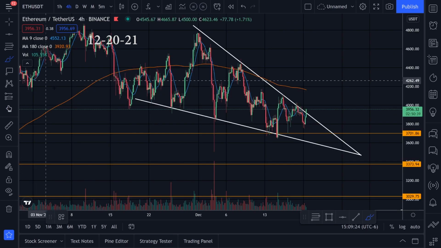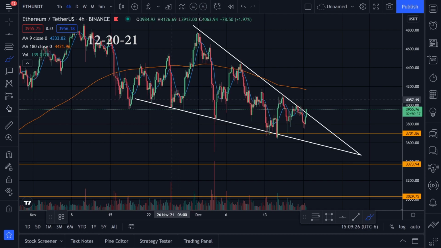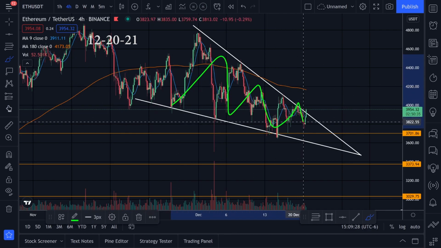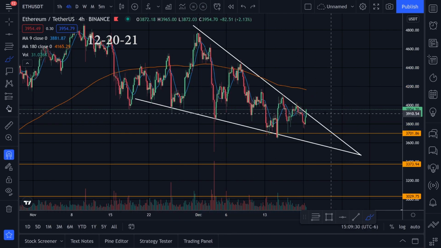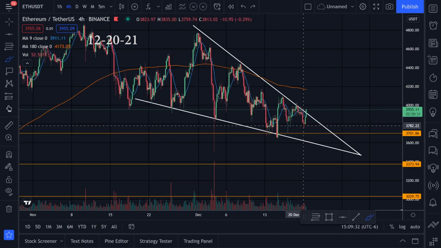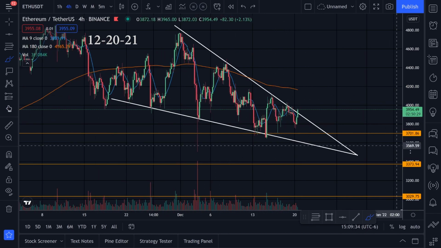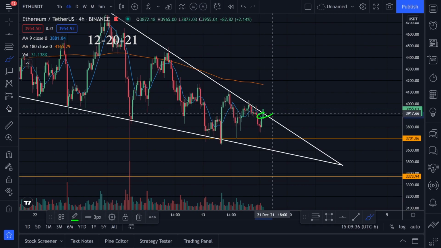Okay, so if we go back to the Ethereum chart, as we've been recording this video, it looks like we kind of broke this trend line going to the upside right here of this falling wedge. So what I'm looking at right now, what I think we might be able to target, let's see if we can keep this momentum going.